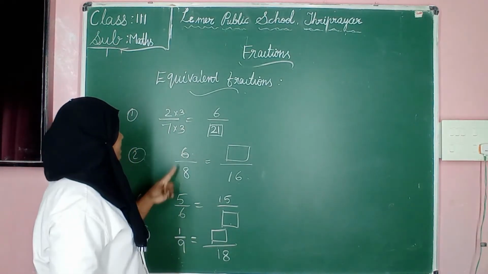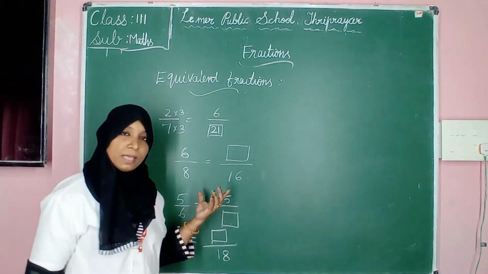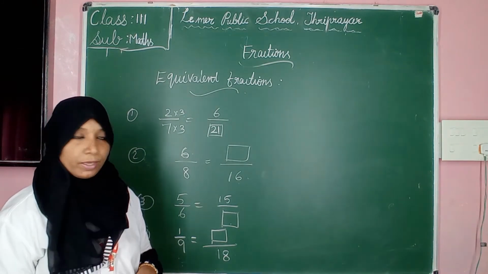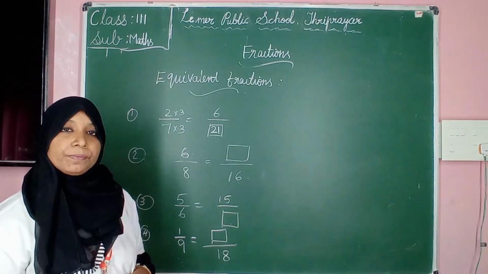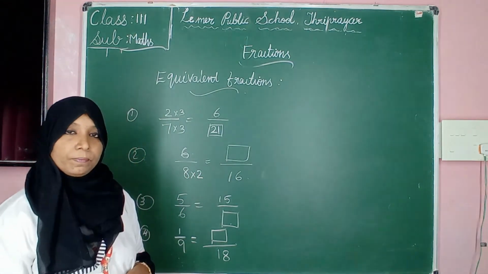The next one. 6 by 8 equals dash by 16. These two fractions are equivalent, but one numerator is missing. Then check how 8 becomes 16. We know 8 into 2 equals 16.